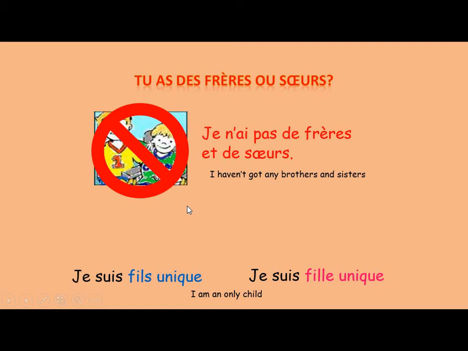One more time because practice makes perfect. Repeat after me. Je n'ai pas de frères et de sœurs. Je suis fils unique. Je suis fille unique.